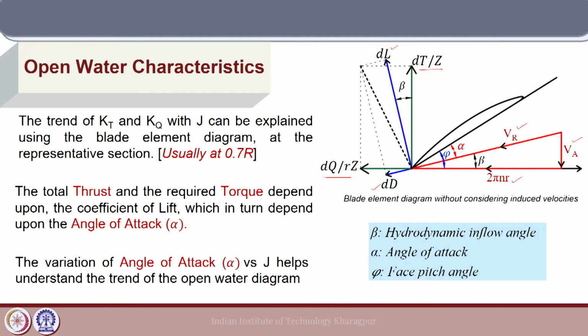Okay. Now, we will see how the angle of attack changes with J, which is the advance coefficient of the propeller, because Kt and Kq we have plotted as a function of J. So, in order to understand the characteristics of the propeller in open water, we need to understand how the angle of attack changes with J, which is the advance coefficient of the propeller.